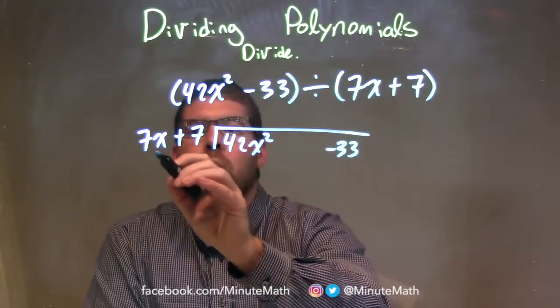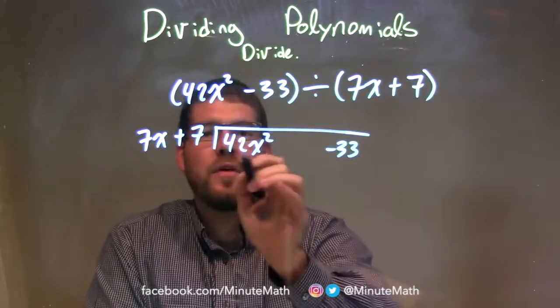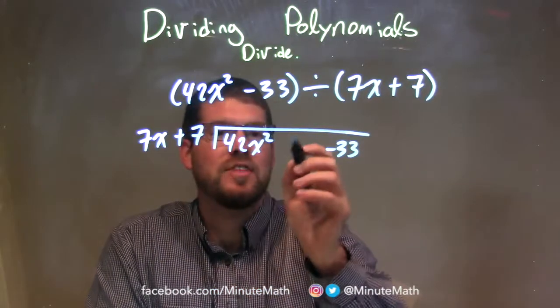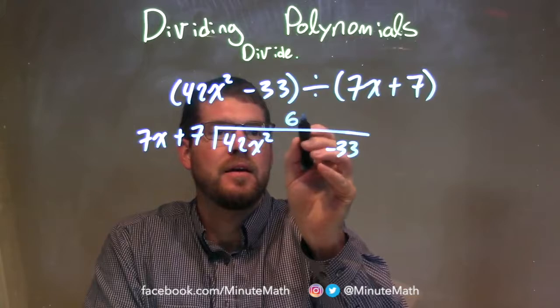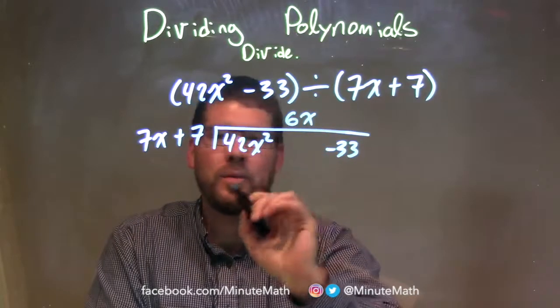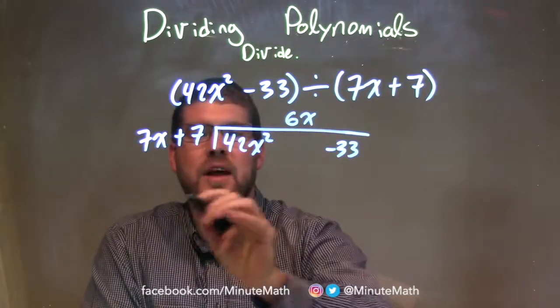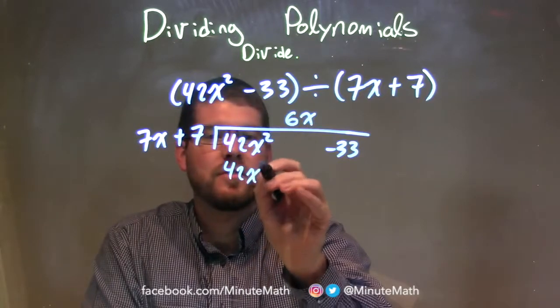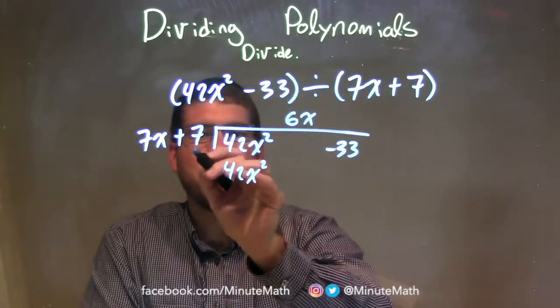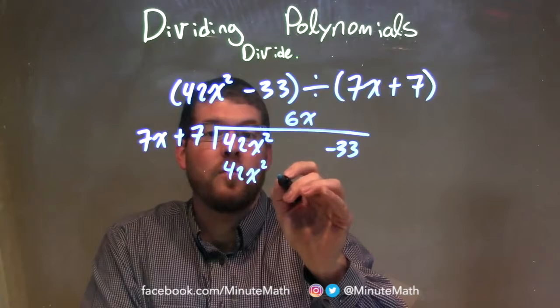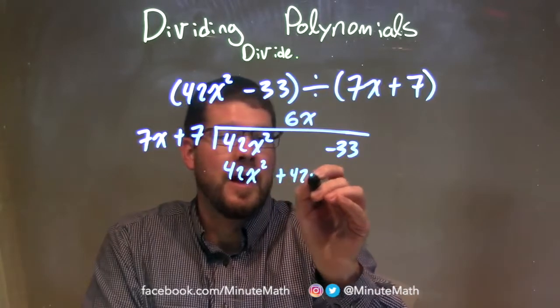But anyway, so what times 7x gives me 42x squared? And that's just a 6x. So I'm going to put that 6x where the x value would be. So 6x times 7x is a 42x squared. And then 6x times 7 is a 42x. So we have plus 42x.